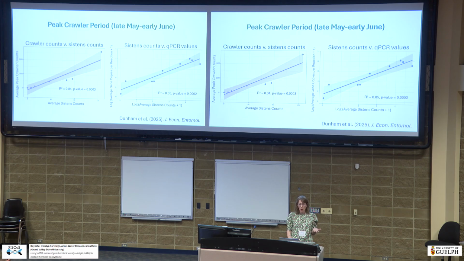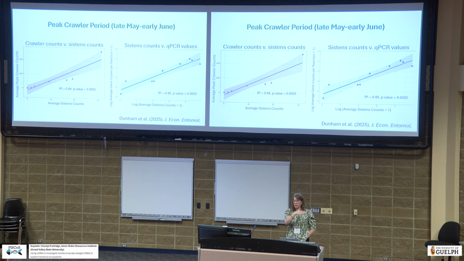We're looking at crawler count versus cystin count from that random branch sampling, and then cystin count to qPCR values. And what we see here is a pretty good relationship, summed across all of our sites. Each point is one of our sites, looking at that single peak crawler period at each site. So again, we're getting that really high correlation, looking at crawler counts to cystins and qPCR to cystins.